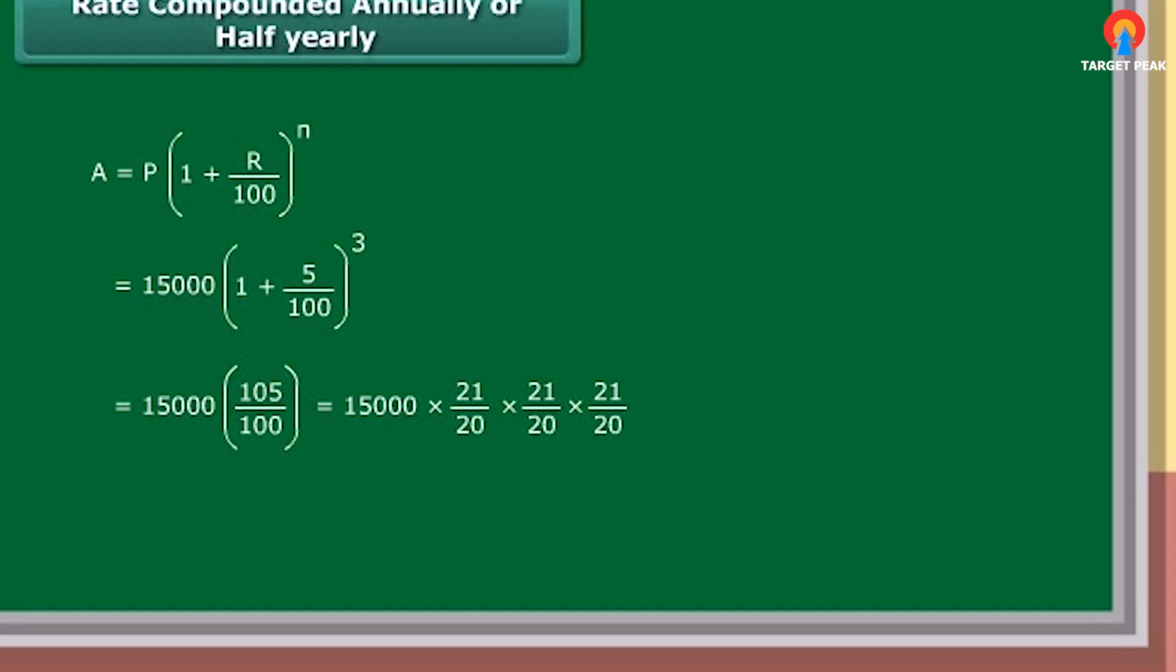= 15,000 × 21/20 × 21/20 × 21/20, which is equal to 17,364.37 rupees.